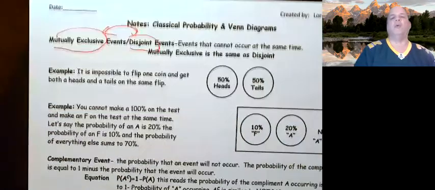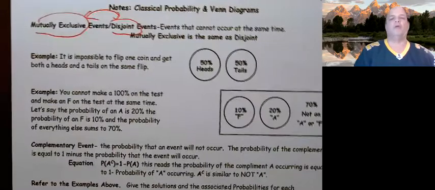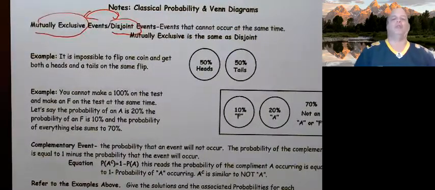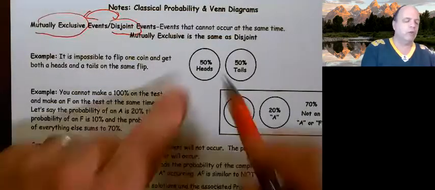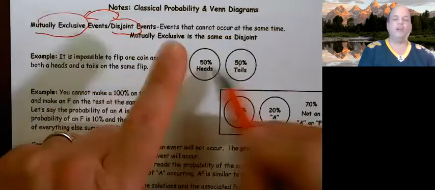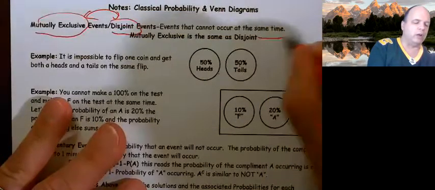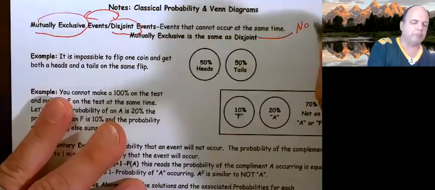They're synonyms, and what they mean is these are events that cannot occur at the same time. You cannot take a coin and flip it and get heads and tails on the same coin flip. Sure, you can get heads sometimes and tails sometimes, but on a single flip, you're going to get one or the other. It's impossible to have them both. So if I were to draw a Venn diagram, I would have 50% heads and 50% tails, and notice there's no overlap. All right, so if they're disjoint, there's no overlap.